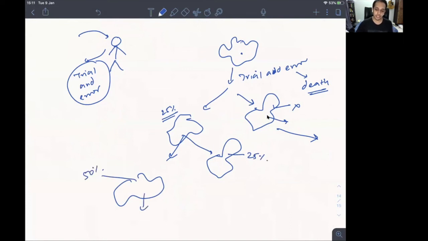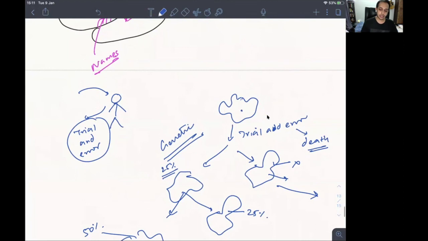So the problem with genetic memory alone is that it will take multiple generations, whereas in a human being, we are able to evolve within the same lifetime.